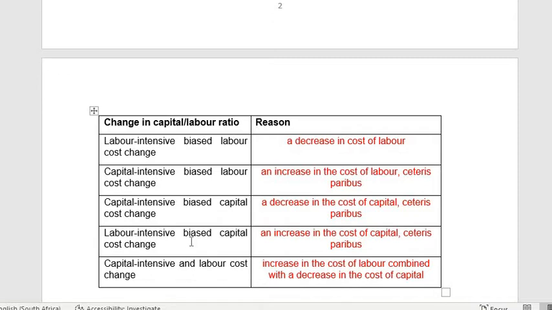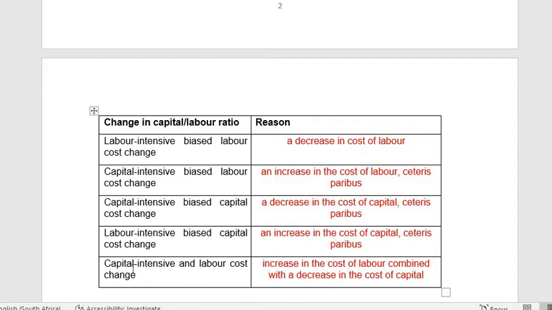And then a labor intensive bias capital cost change. This is an increase in the cost of capital. So if capital becomes more expensive, then the firm will use more labor in its production. And then a capital intensive and labor cost change. So in a scenario like this, if you didn't understand how to get this, had you actually used the options that were given to you, then by process of elimination, this one would be the final answer.